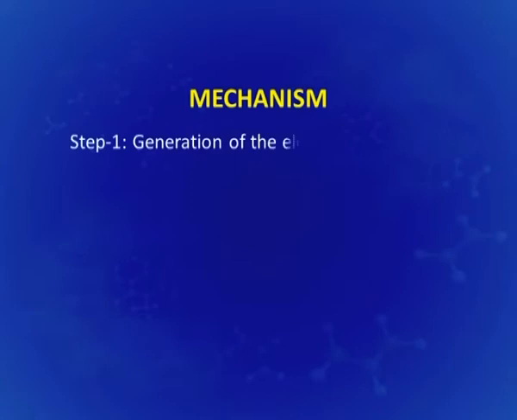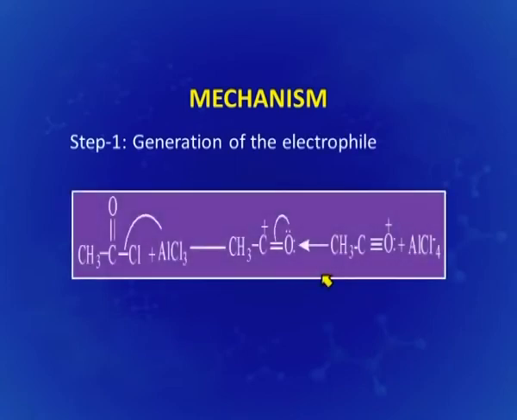The Friedel-Crafts reaction involves 3 steps. The first step is the generation of the electrophile. Here the electrophile is the acylium cation. The acylium cation can be generated from the acyl chloride or acetic anhydride by using a Lewis acid, that is aluminum chloride.